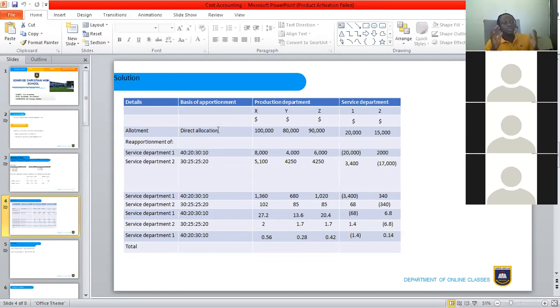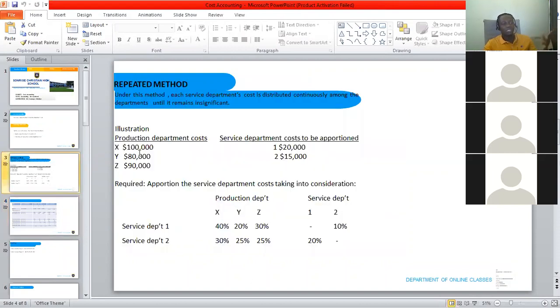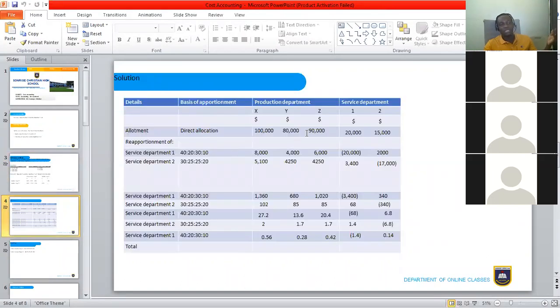That's why earlier on we looked at two major terminologies, allocation and apportionment. Allocation has to do with sending a whole cost to a cost center, whilst apportionment has to do with sharing. You realize that we are not sharing the production department costs yet. That is why under basis of apportionment we write allocation, because they are costs that have been given to us in the question, and we just have to send them directly to the table.